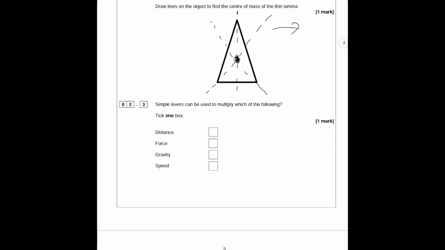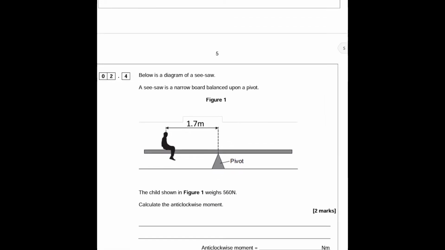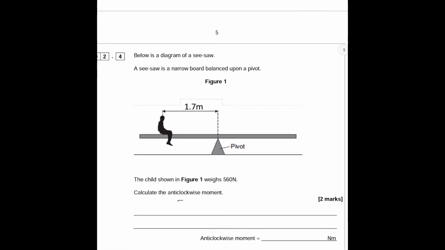You just draw these lines. I think just by drawing the lines you get 1 mark. Okay. Simple machines can be used to multiply force. Which of the following simple machines helps to multiply the force? Again, this is content learning, so not much into detail.